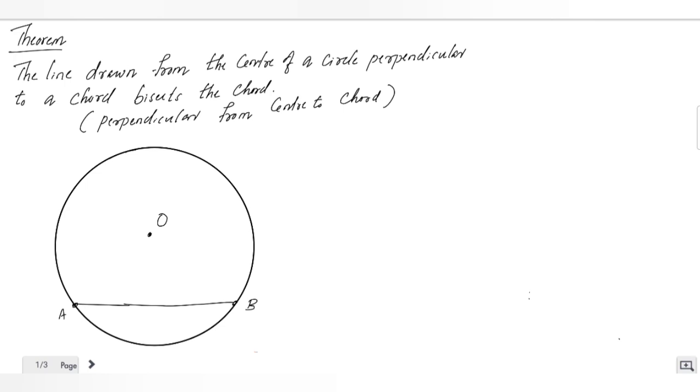And if you draw a line, that is also given, a line from the center to the chord. If the line is making 90 degrees, that is perpendicular. Let me write M here, the point of contact of the line with the chord. If it is making 90 degrees, then you have to prove that AM is equal to BM. That's the question. You have to prove that M is the midpoint, or the line bisects. Bisect means cut into equal parts.